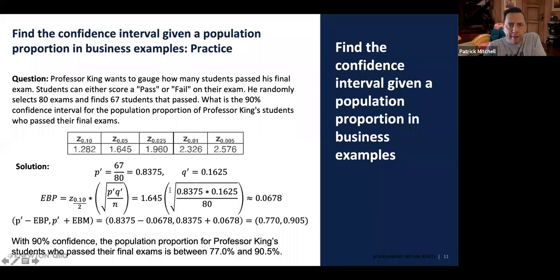Okay, just had to fix a typo in the interpretation. That still said 95%. Must have been a holdover from the last example. So with 90% confidence, the population proportion for Professor King's students who pass their final exams is between 77% and 90.5%.